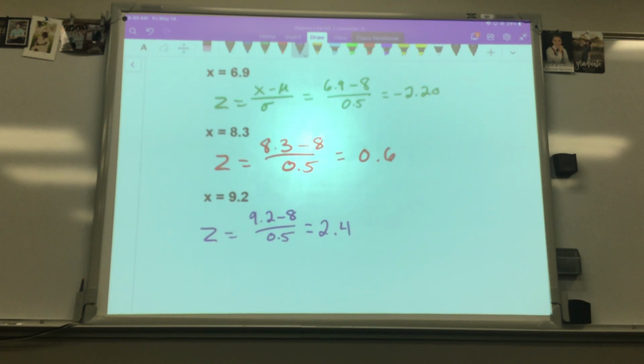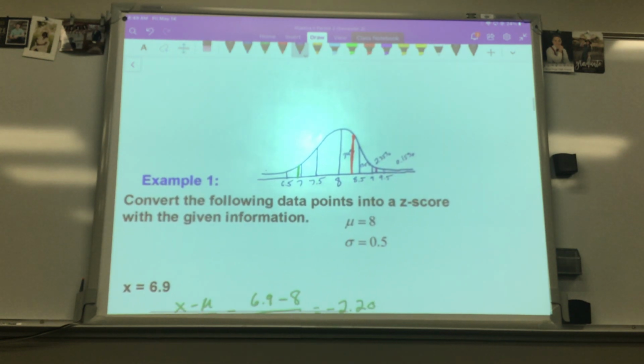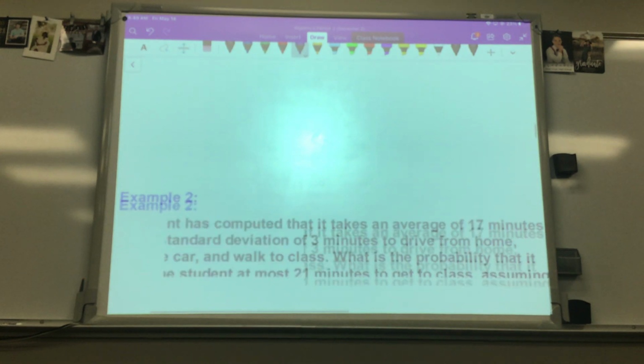Isn't this whole thing like 1? The whole curve is, yes. But with the z-score, you've got to remember it's about how many standard deviations we're away. When we start using this, that's when you're going to bring in the idea of 100% or 1. These next problems, we'll get to what this is all about.